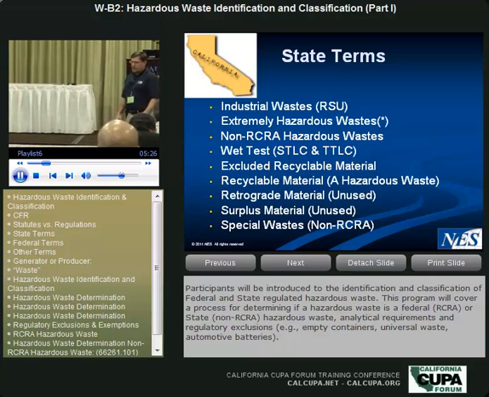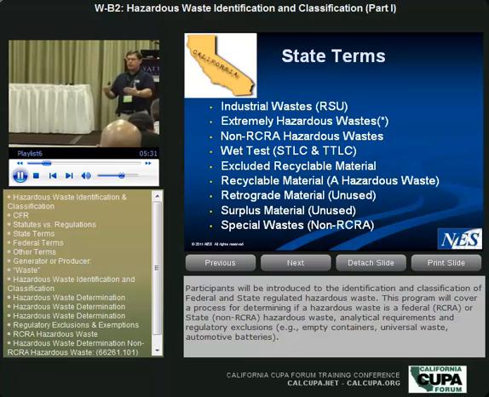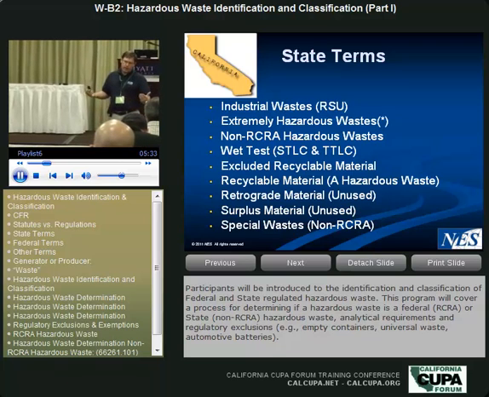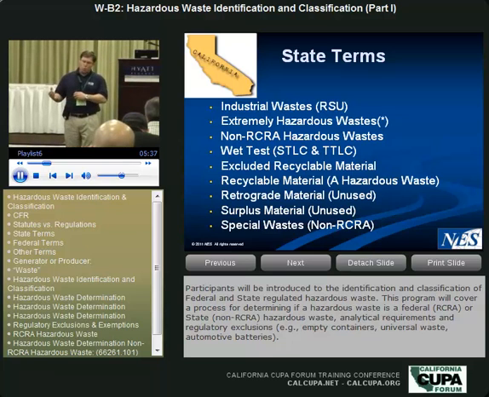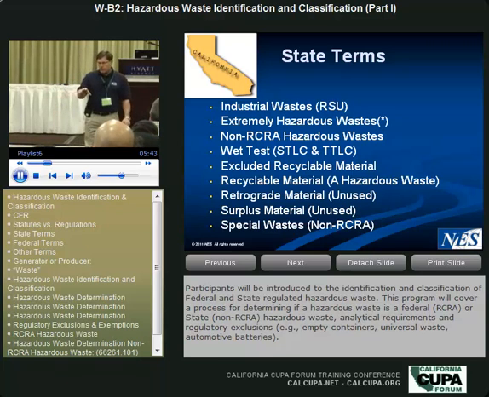And then we have non-RCRA hazardous waste. A non-RCRA hazardous waste is a hazardous waste defined by the state of California. And we're not the only state. There are roughly 6 other states west of the Mississippi, and there are about 7 others east of the Mississippi that also impose certain types of management requirements on waste that are outside the federal program.